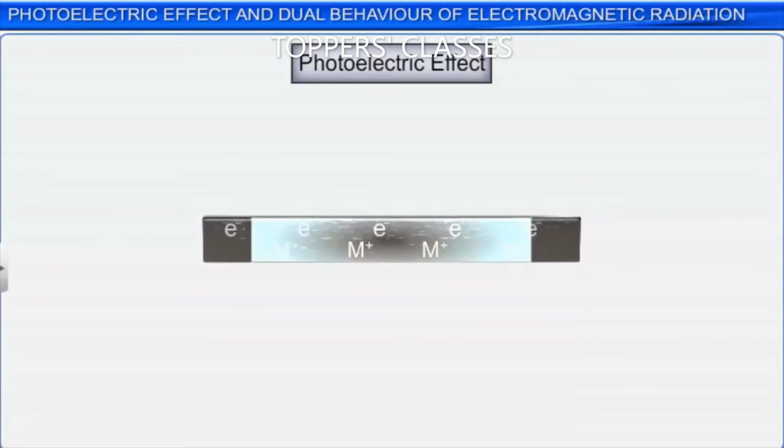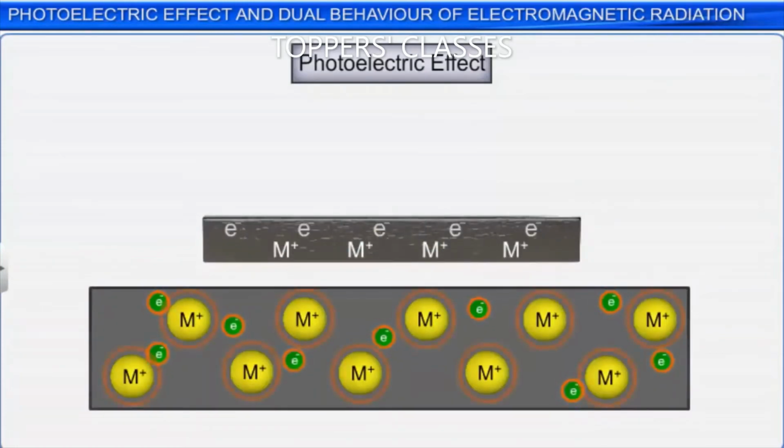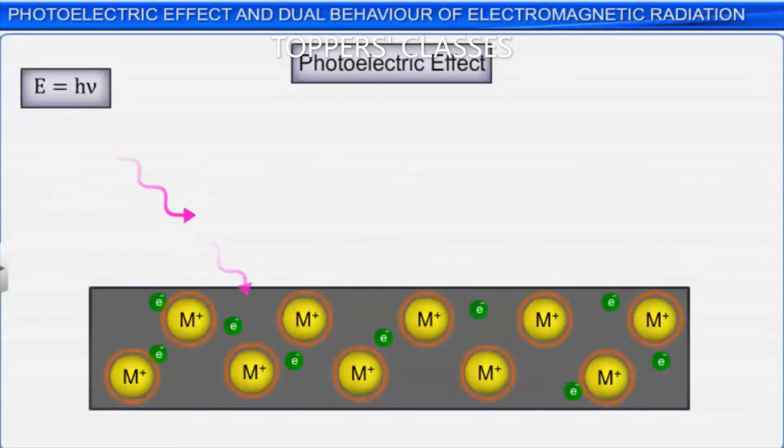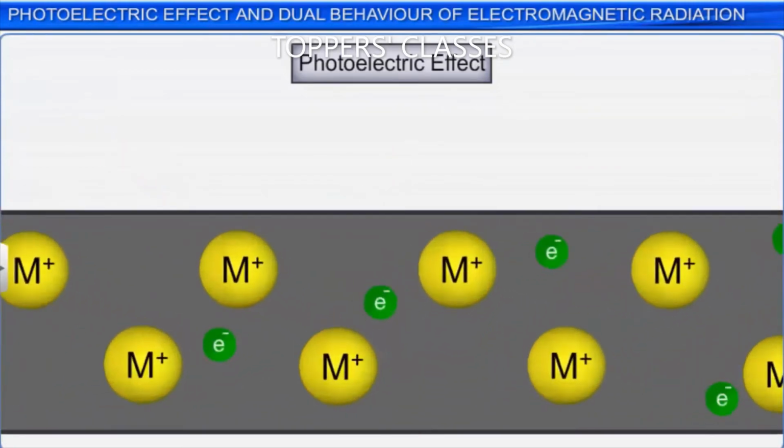According to Einstein, electrons in metals are held by attractive forces by the metal kernels, that is, the positive ions of the metal. To overcome these forces, the photons of incident light must possess a certain minimum energy, so as to release an electron from the metal's surface. Thus, when a photon of sufficient energy strikes an electron in the atom of the metal, it transfers its energy instantaneously to the electron, and the electron is ejected without any time lag.